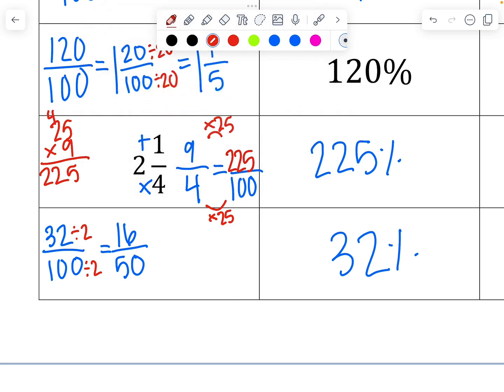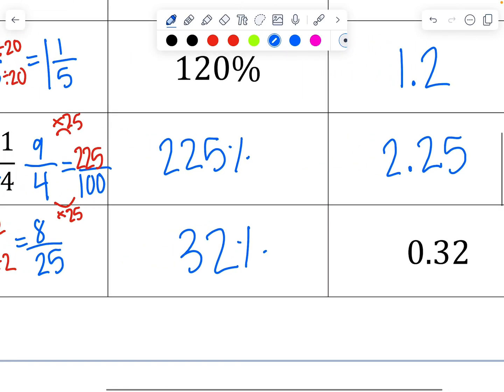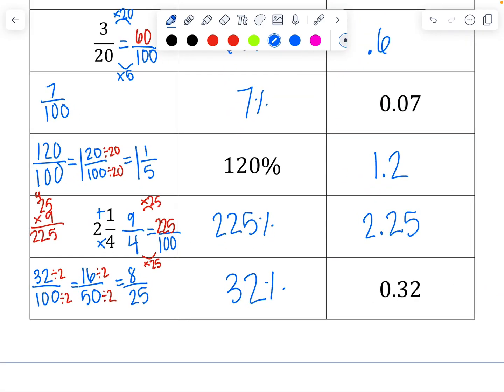And then they are both still even numbers, so I can still divide them both by 2. So I'm going to divide by 2 again. And 16 divided by 2 is 8, and 50 divided by 2 is 25. So 8 over 25, 32%, and 0.32 are the same thing. They equal the same thing.